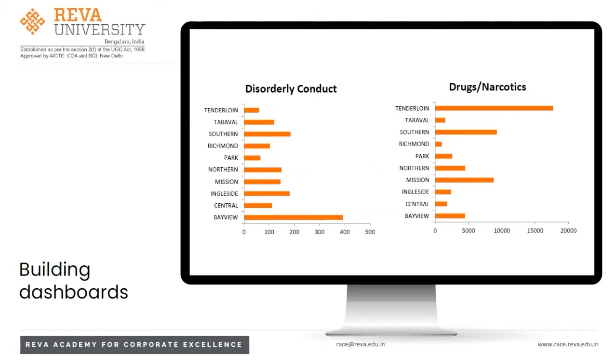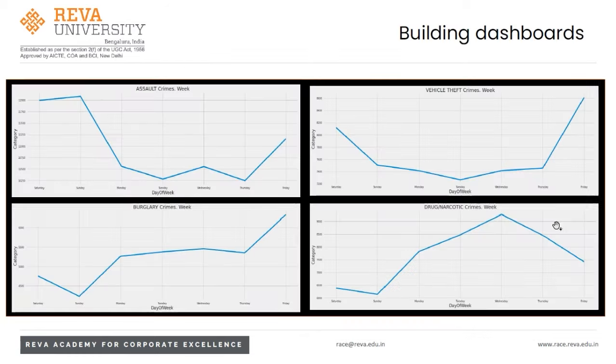Now, how is this useful? I've already told you, since the police officers work in shifts, morning shift is different, evening shift is different and night shift is different. You can optimize the resources appropriately so that we can tackle this kind of crime. Look at drugs and narcotics. Bayview has suddenly gone silent. Now you see Tenderloin. It sees almost 15,000, almost like 17,000 incidents of crime related to drugs and narcotics.